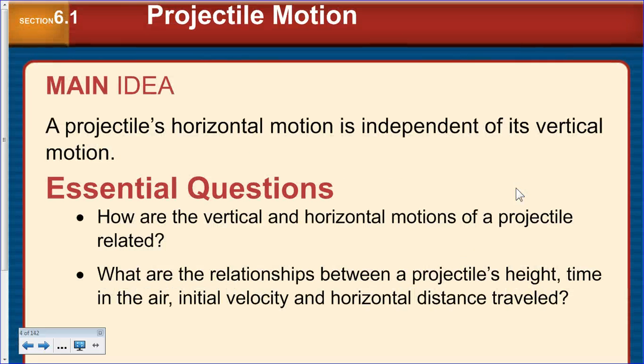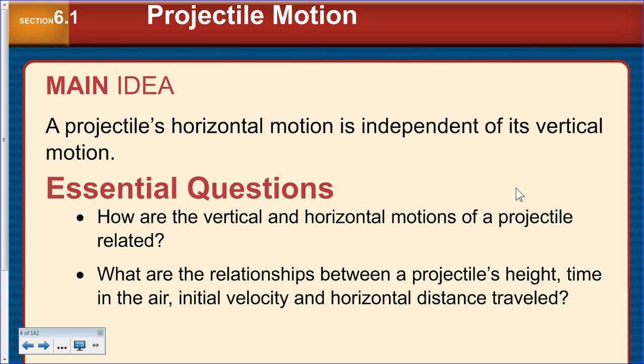So with a projectile, this is the first one we want to look at. A projectile's horizontal motion is independent of its vertical motion. That means that if it's moving horizontally at 2 meters per second, it doesn't matter whether it's going up or going down or going sideways. Horizontal motion is independent of the vertical motion.